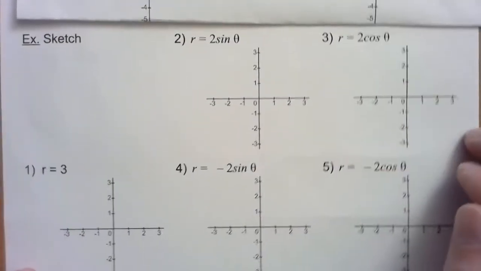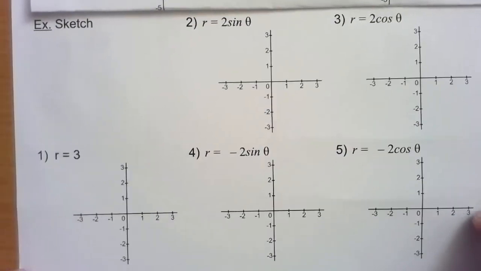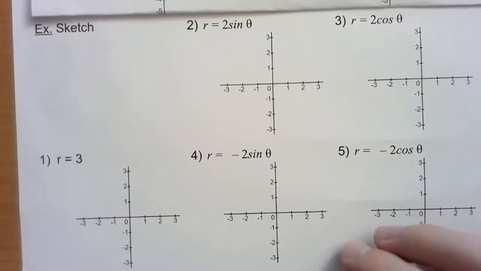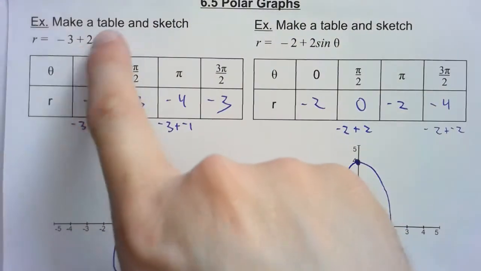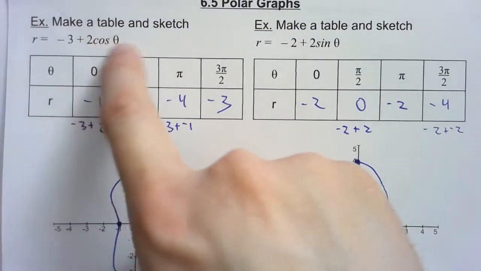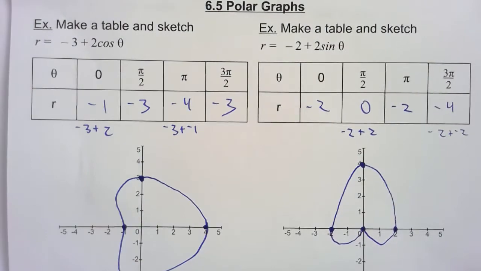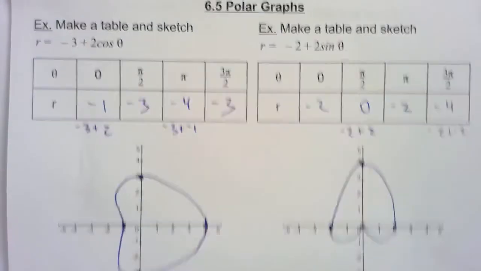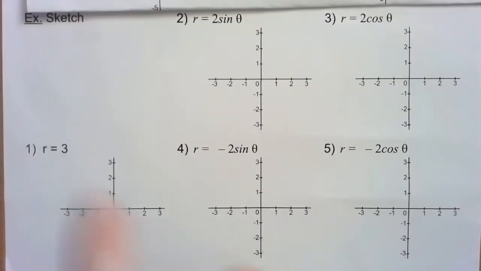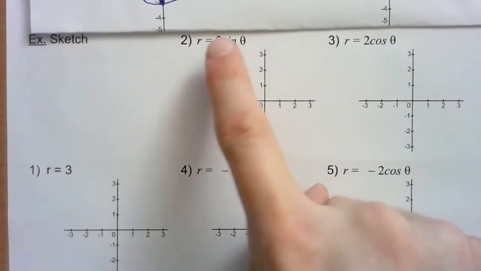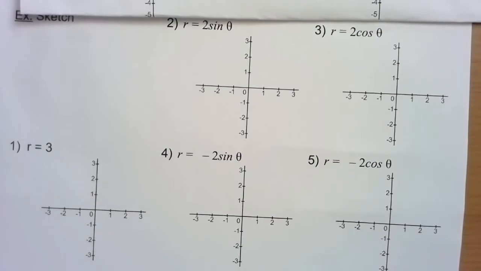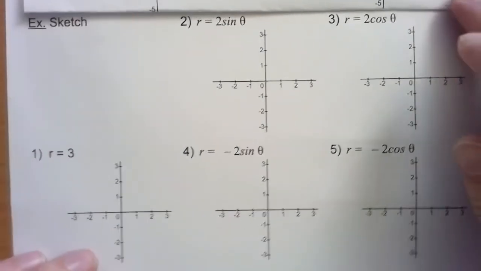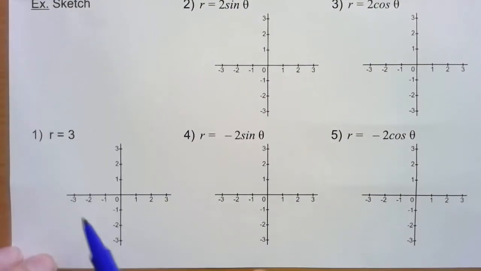Now let's try some other simpler equations here. So all of these had a number and then plus or minus a number, cosine, or sine. That's what makes it a limaçon. There's a number, plus or minus a number, and then cosine or sine. Here, we'll first just do r equals a number, and then r equals a number times sine or cosine with no plus or minus in there.